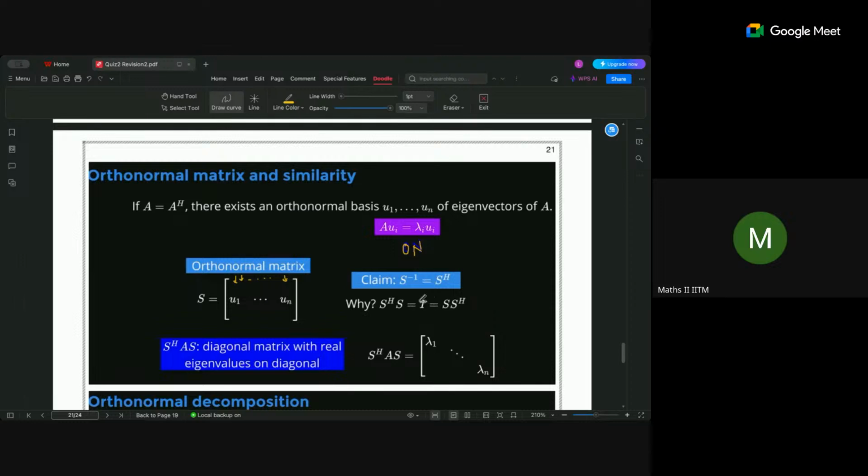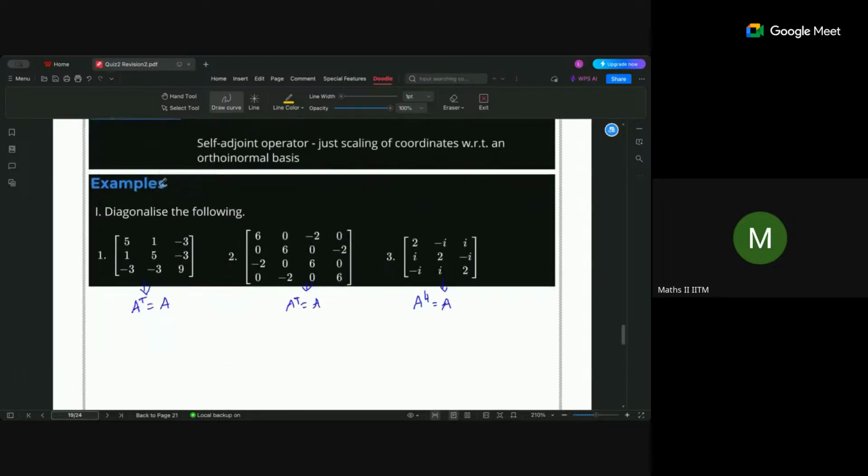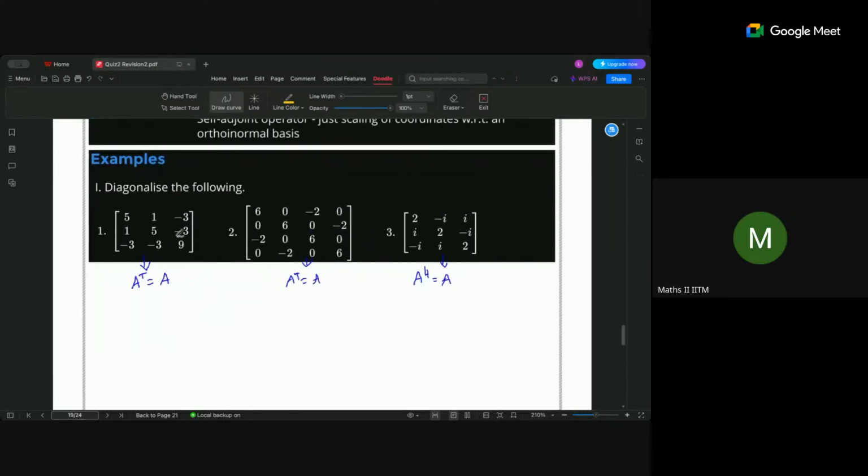Okay, so this is something special about self-adjoint matrices. What is one advantage? Everyone please listen to this part. Suppose you are given a self-adjoint matrix. Usually what you do is find the eigenvectors V1, V2, V3, and then you form the matrix P, which is [V1, V2, V3]. Then you find P inverse.